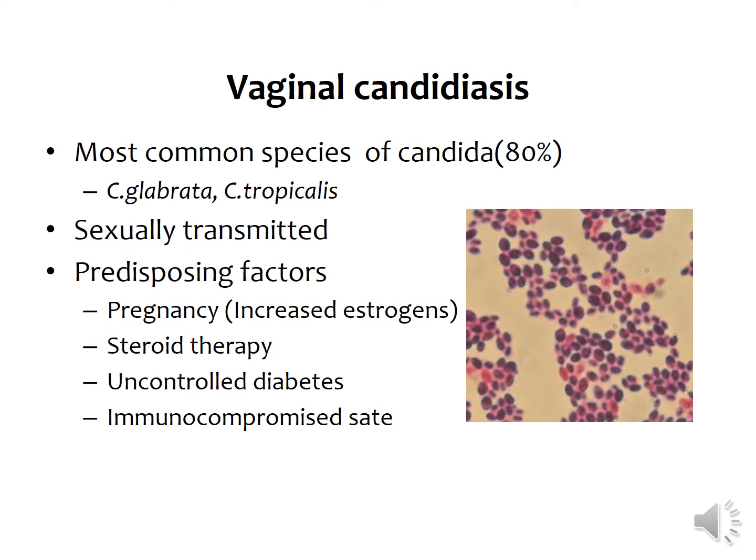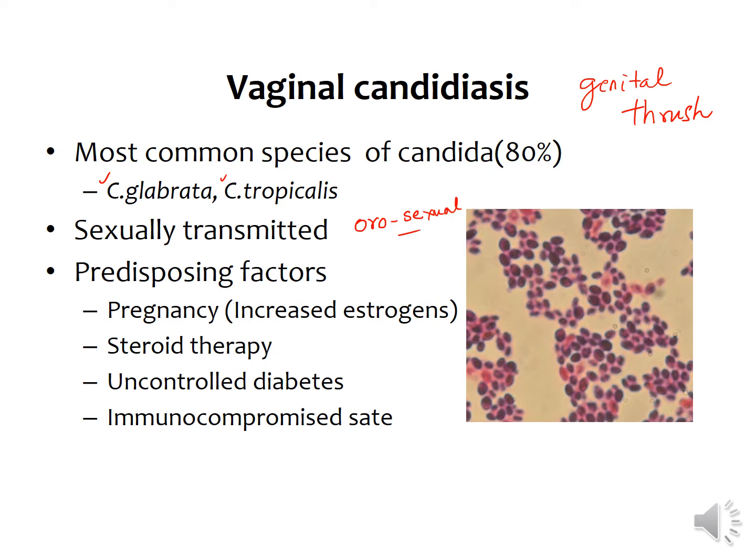So, vaginal candidiasis, otherwise called genital thrush. The most common species causing vaginal candidiasis are Candida albicans, Candida glabrata and Candida tropicalis. It can be a sexually transmitted disease, and abnormal sexual practices, otherwise called orosexual practices, also increase the chance of vaginal candidiasis, because Candida species are common flora of the oral cavity, so there is a possibility.